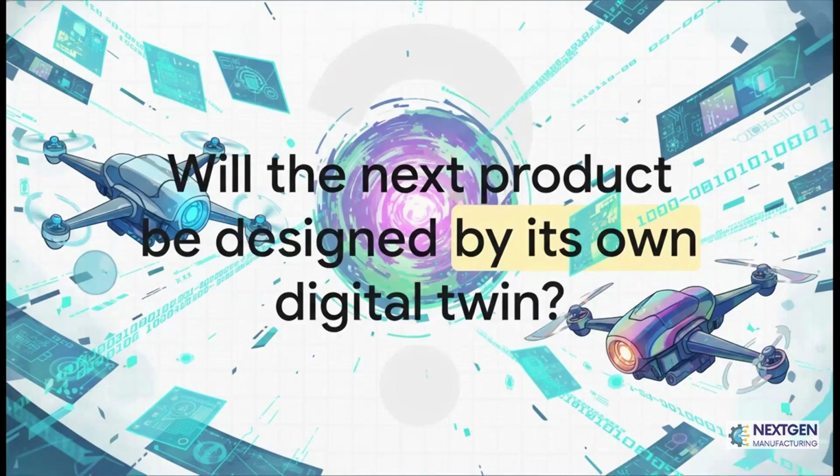And that leaves us with one last kind of fascinating question to chew on. As these systems get smarter and more autonomous, are we going to reach a point where a product's digital twin, learning from all that real-world data, can actually design its own successor, creating a perfect, self-evolving product? Definitely something to think about.